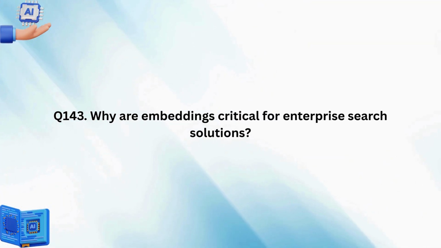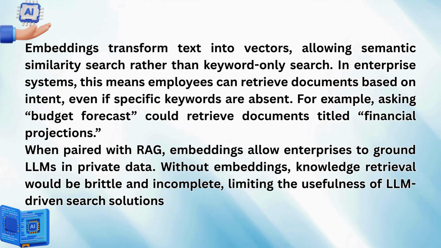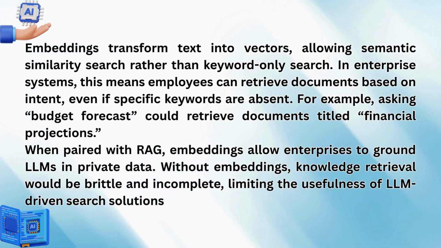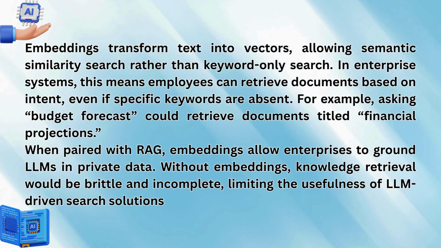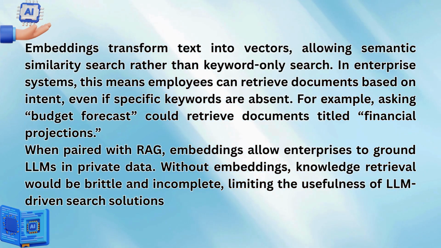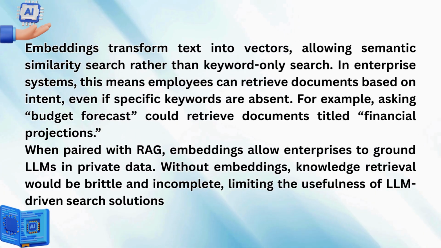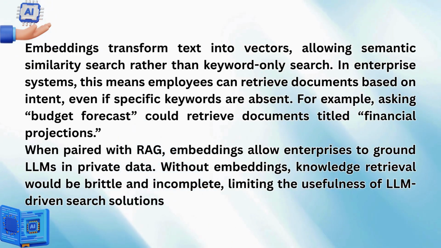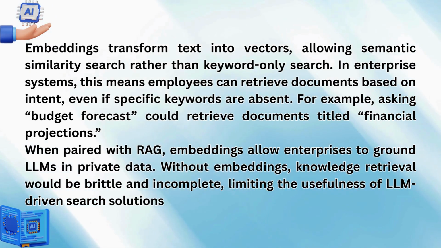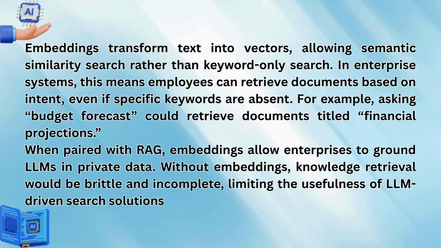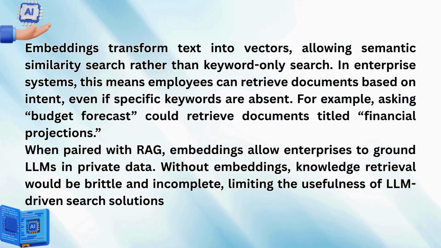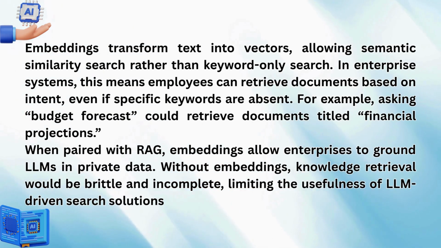Why are embeddings critical for enterprise search solutions? Embeddings transform text into vectors, allowing semantic similarity search rather than keyword-only search. In enterprise systems, this means employees can retrieve documents based on intent, even if specific keywords are absent. For example, asking "budget forecast" could retrieve documents titled "financial projections." When paired with RAG, embeddings allow enterprises to ground LLMs in private data. Without embeddings, knowledge retrieval would be brittle and incomplete, limiting the usefulness of LLM-driven search solutions.